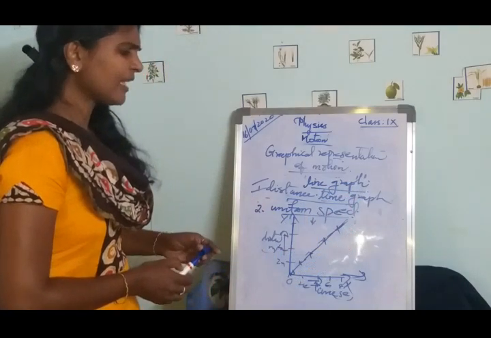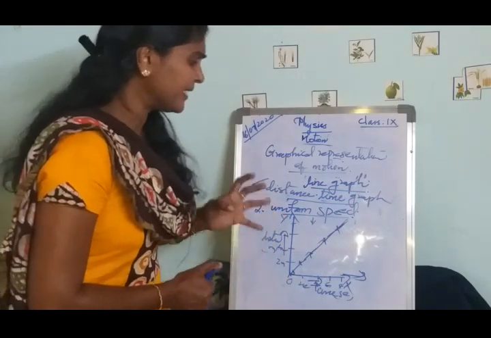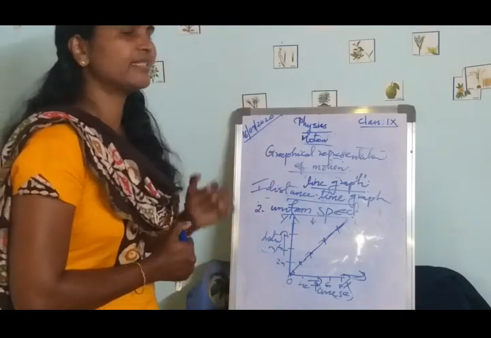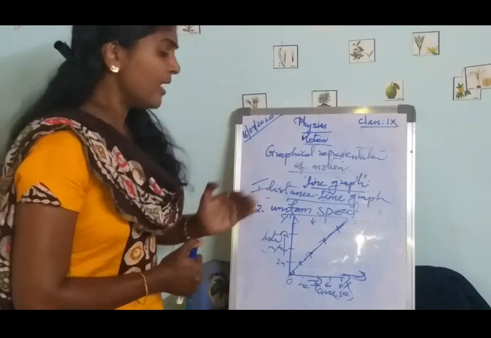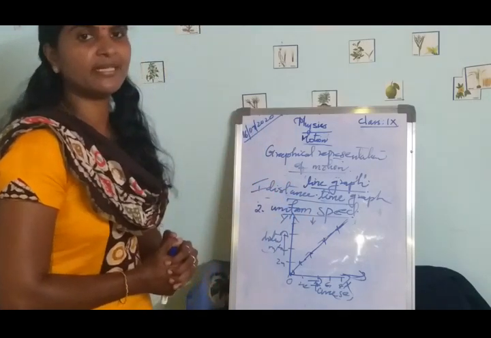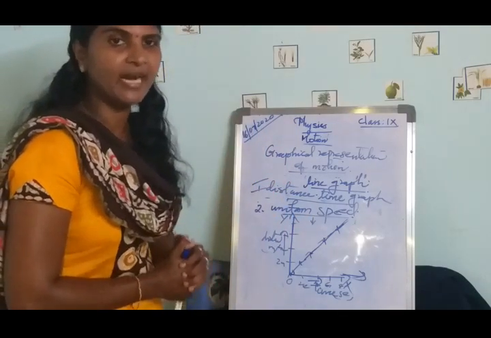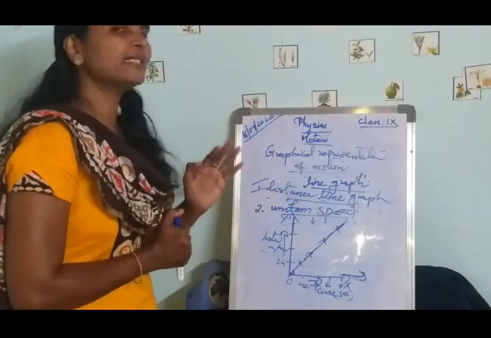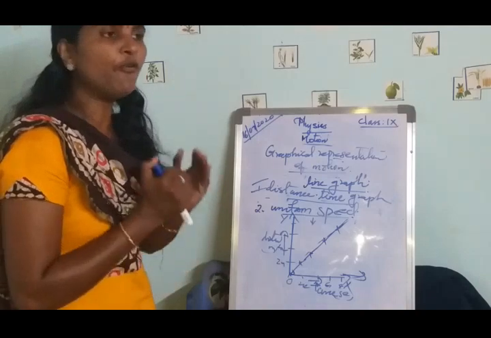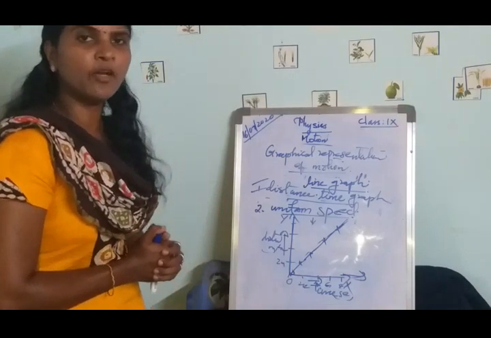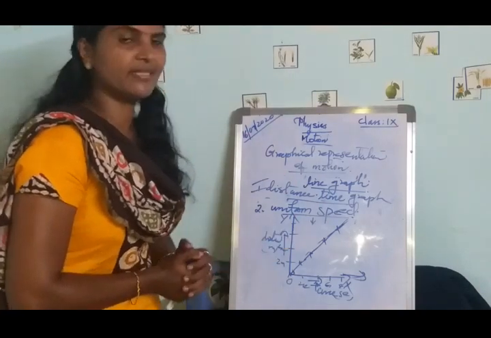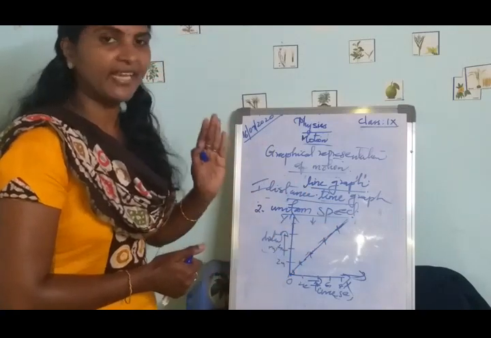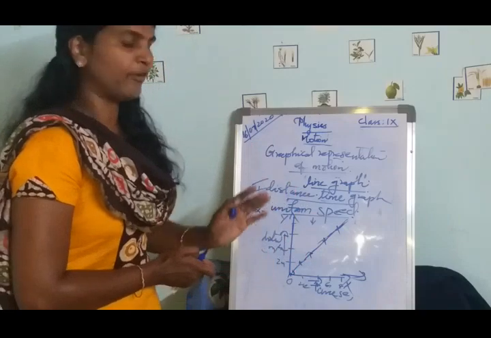Then what is the significance of this distance time graph? Using the distance time graph we can calculate the speed of an object. That is the importance of this distance time graph. Then how can we calculate the speed of an object using this graph? From the graph drawn here we can calculate the speed of an object.